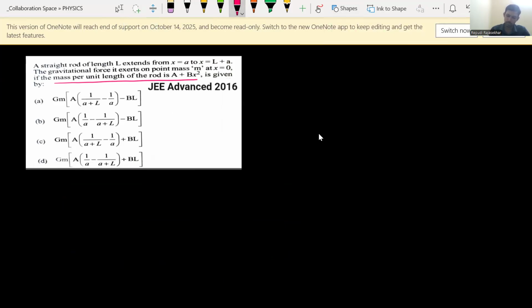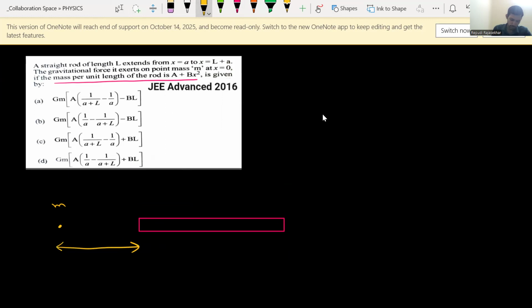Okay, so let us take there is a metallic rod and a particle is given, a small particle having mass m. Initially the rod is at a distance A, the initial element is at a distance A, and the final element of the rod is at a distance L plus A from the given point mass. The rod length is L.